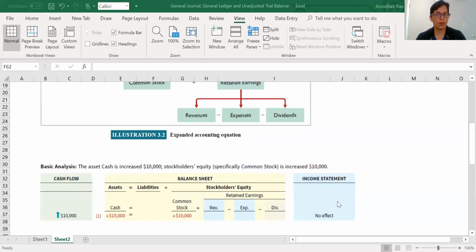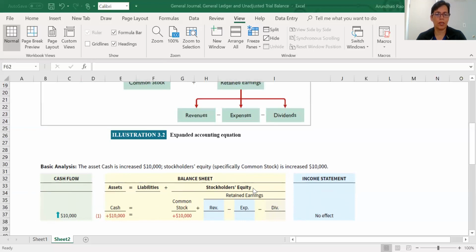Your income statement is not affected because revenues and expenses were not affected. When an investor puts money into the business, we don't call that revenues. Revenues is from selling our goods and services. That's how we generate revenues. Cash flows: it affected our cash flows, as in I got cash, I'm the business, so it increased my cash balance. It's a cash inflow under financing activities. We'll look at that a little more later on.